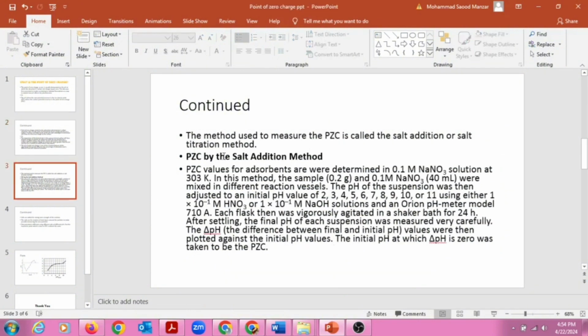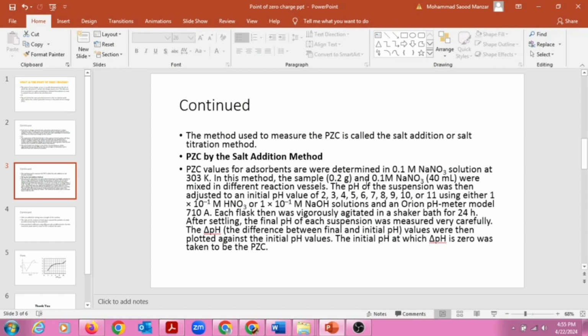Now in continuation, the method or technique used to compute the point of zero charge is called salt addition, salt titration, sometimes mass titration also, or other methods like the pH drift method are also used. For example, we have shown here how we will be using the salt addition method that we are going to show you in the laboratory.